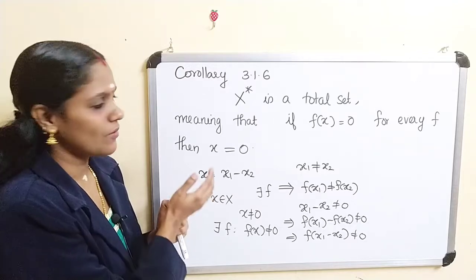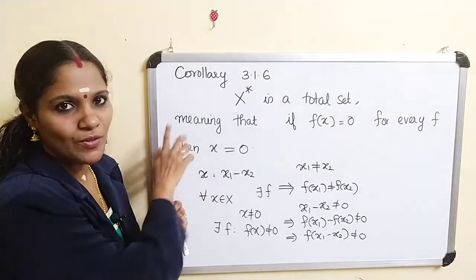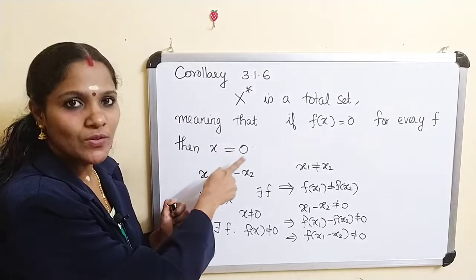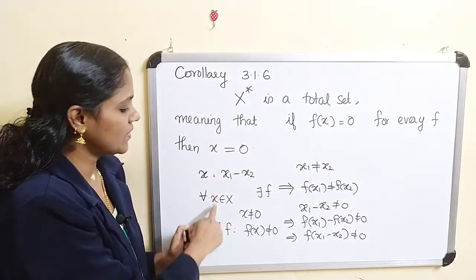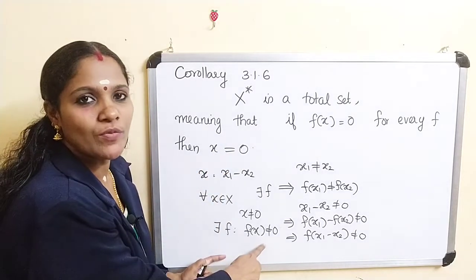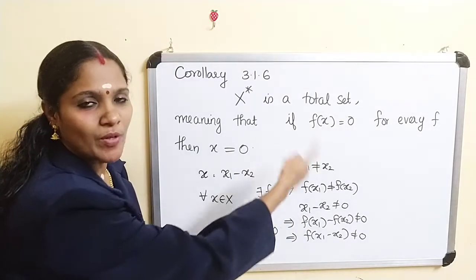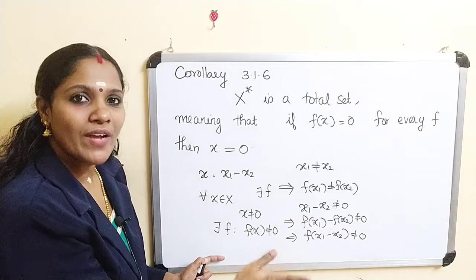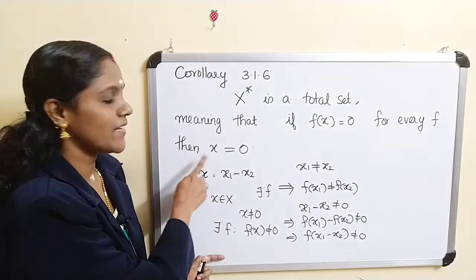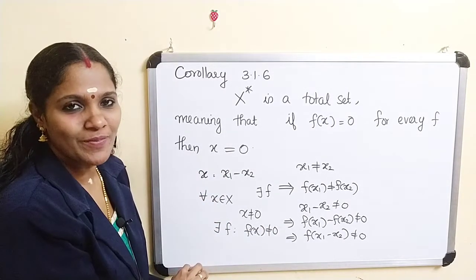So just look at the proof of this corollary. Suppose x not equal to 0, then using this result there exists an f such that f of x not equal to 0. But that is a contradiction because f of x equal to 0 for every f. That means x must be equal to 0. Clear?